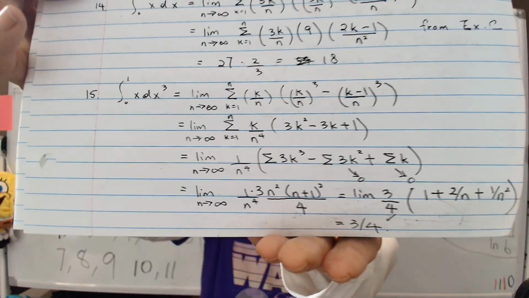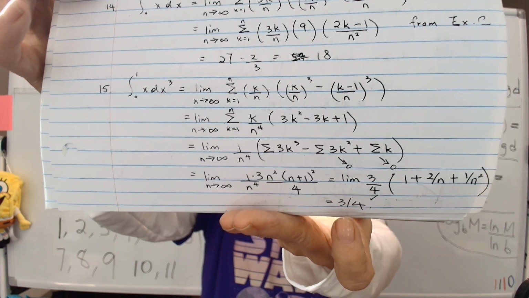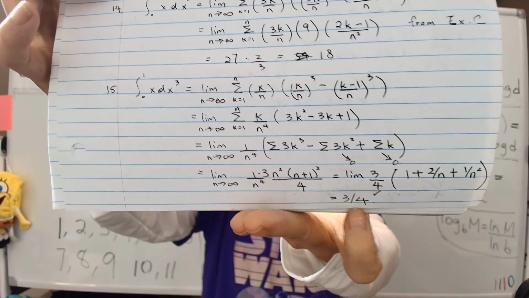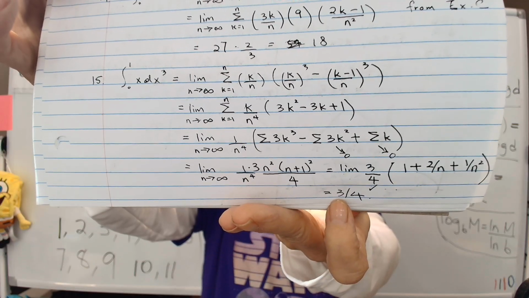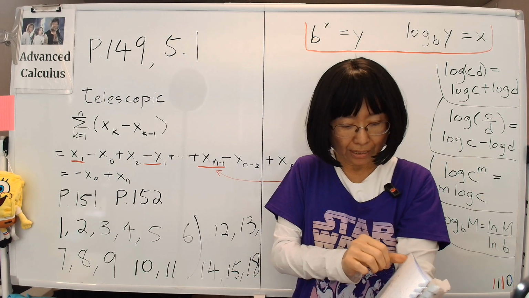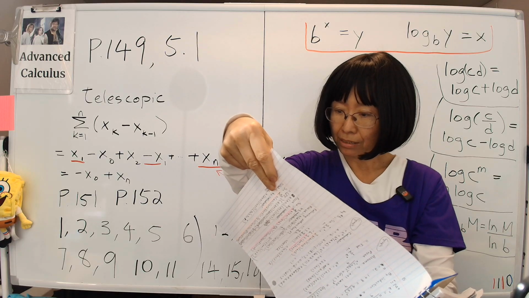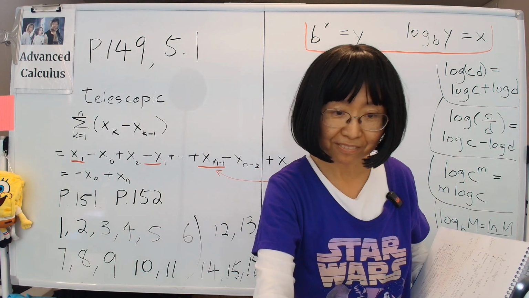And then problem 15, also a similar situation. Let's just do some limit calculation, and the answer is 3/4, and that does check out to be correct.